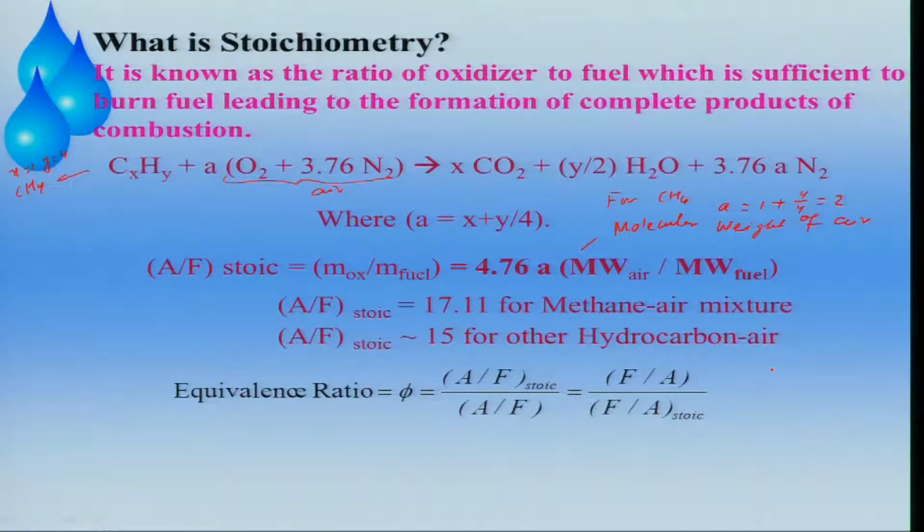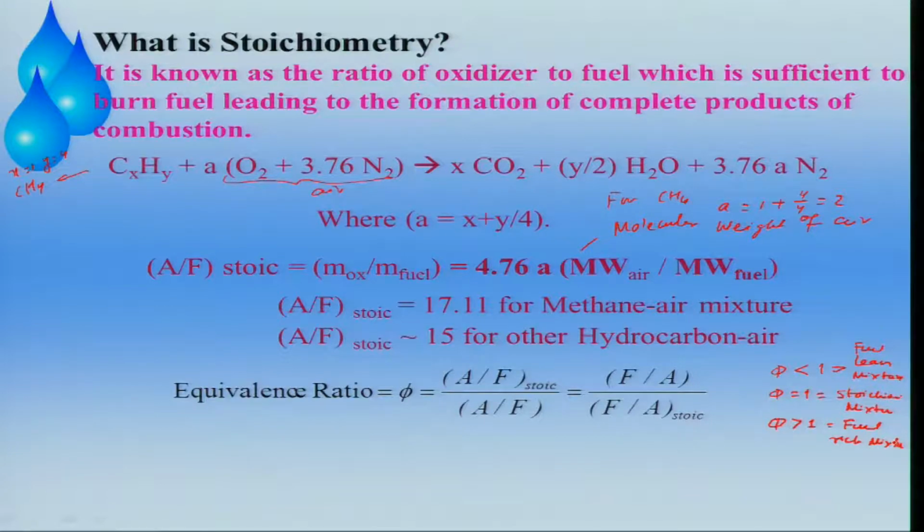If phi is less than 1, I call it a lean mixture. What kind of lean is it? It will be fuel lean. If phi is equal to 1, that is a stoichiometric mixture. If phi is greater than 1, that is what you call a fuel rich mixture, which we will be using. So, you should keep in mind what phi greater than 1 means, and phi equal to 1 is basically stoichiometric.